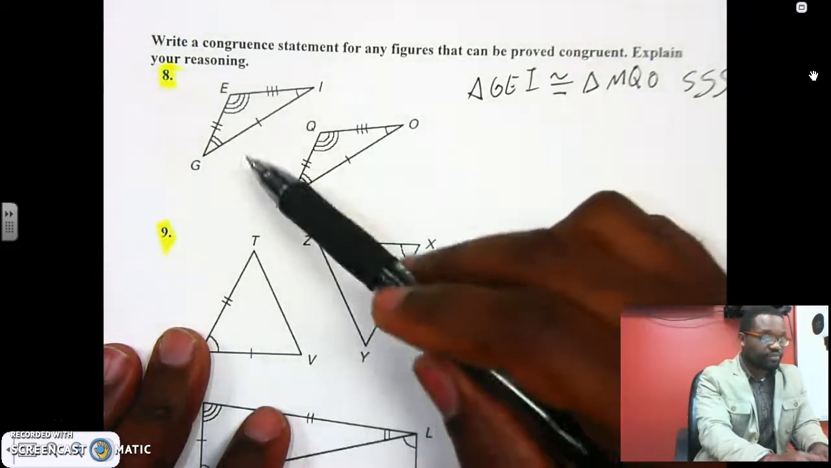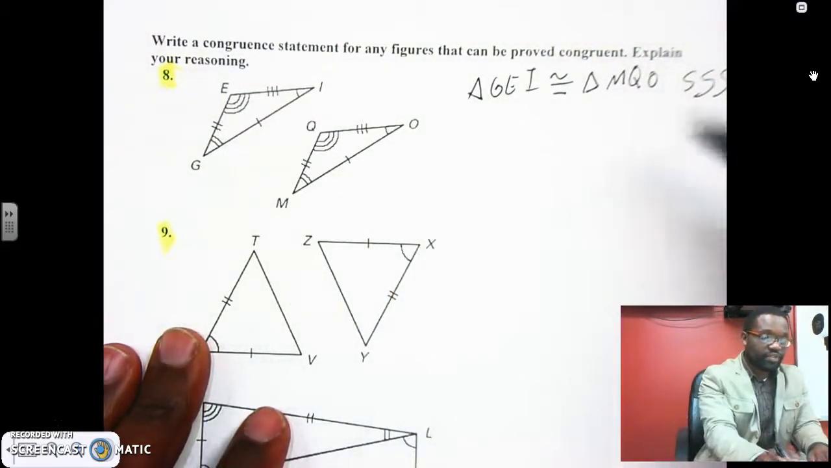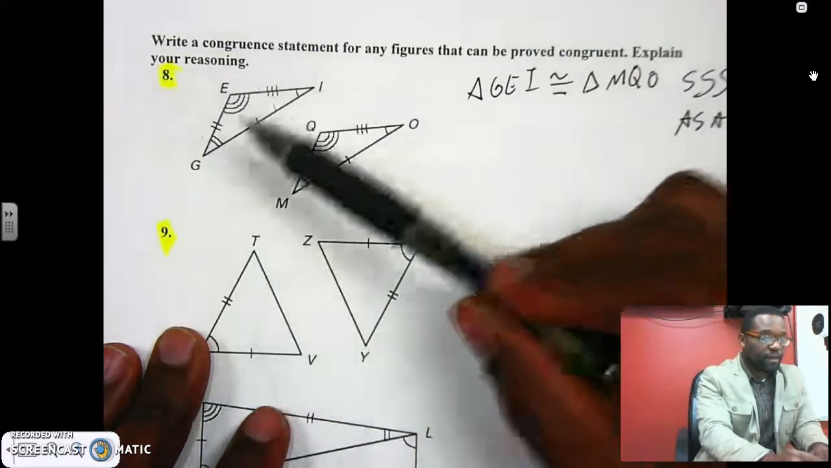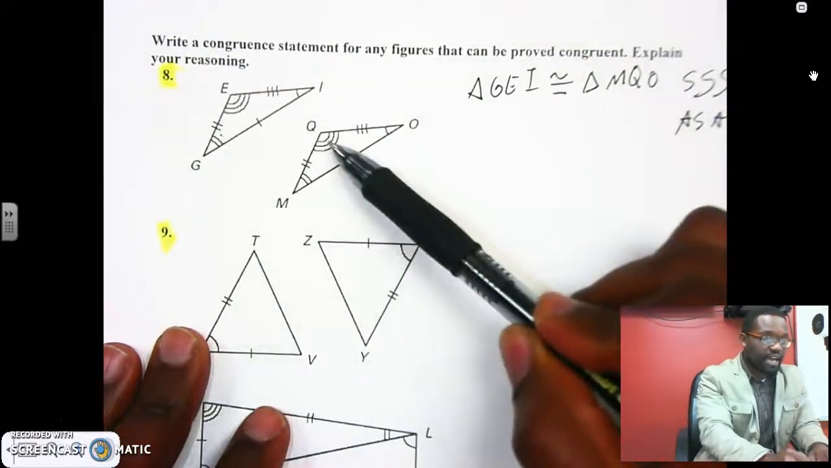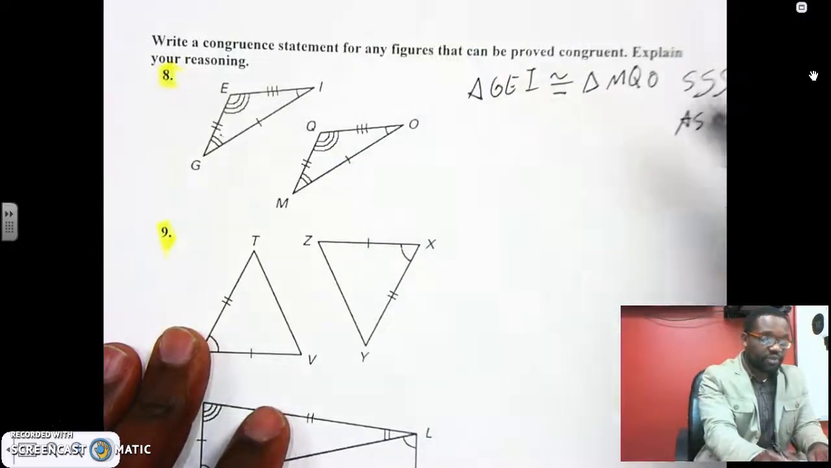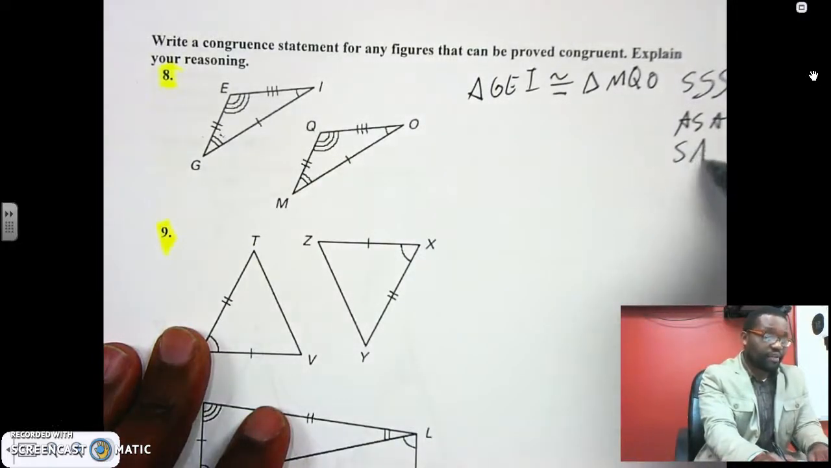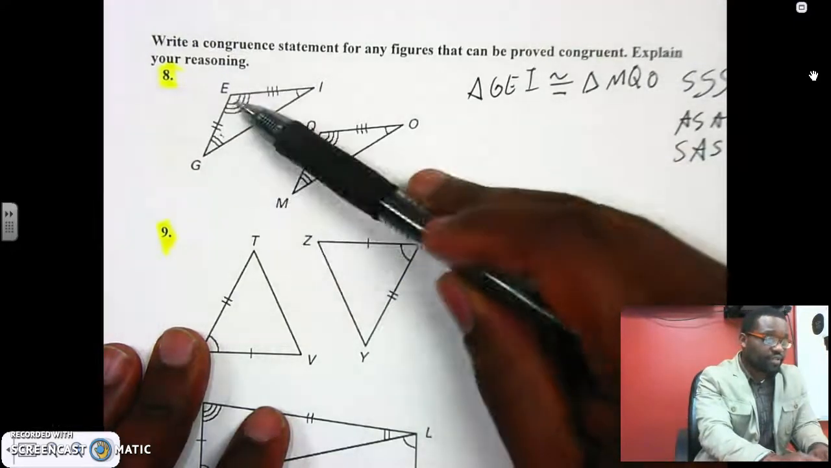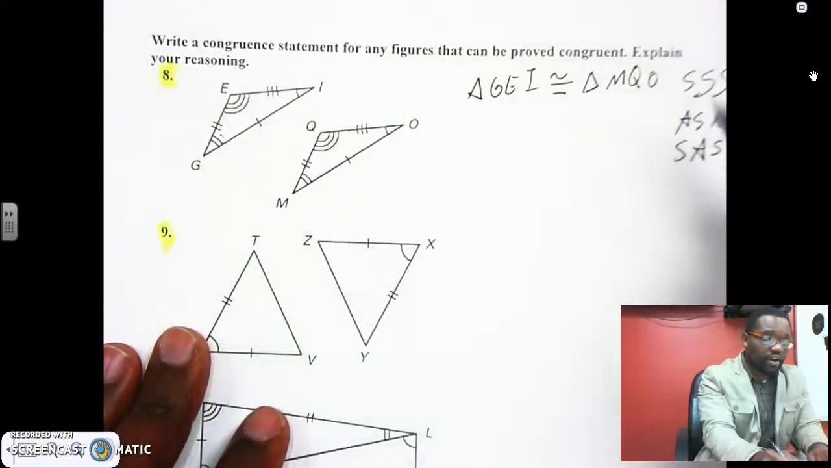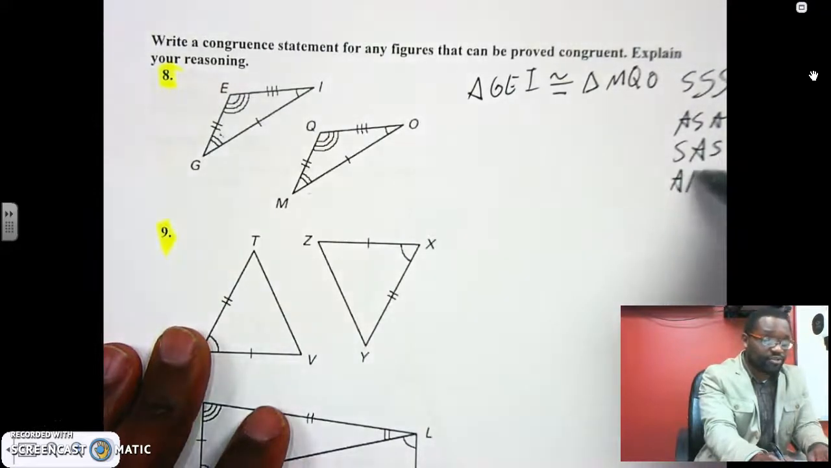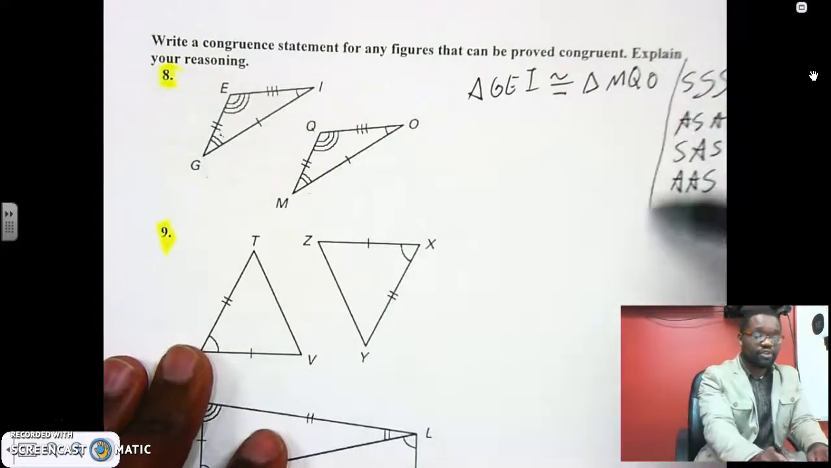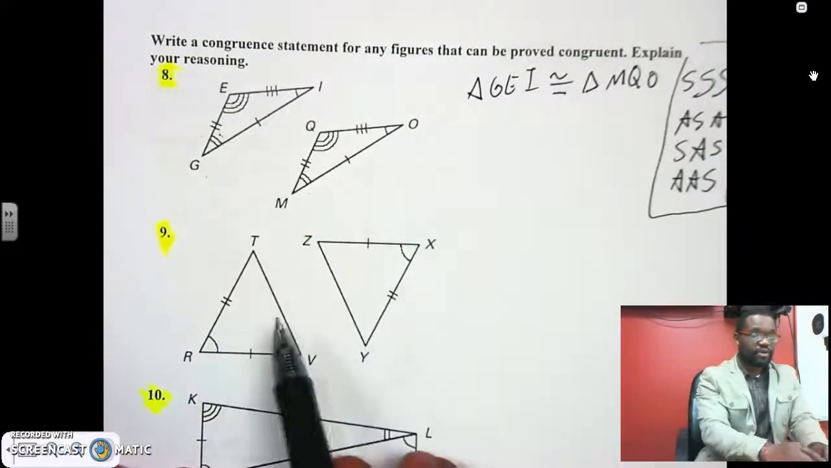I can use angle, side, angle. That's one of them. I can use side, angle, side. You see how these match up in each one of them? This one, everything is congruent. And I can do angle, angle, side. Since everything is congruent, you could say that these triangles are congruent because any one of those will work. Let's look at number 9.